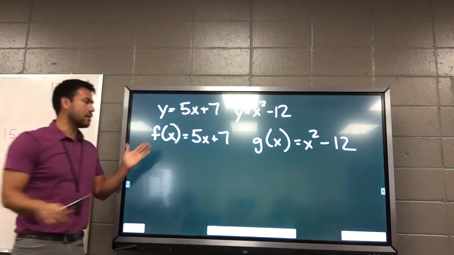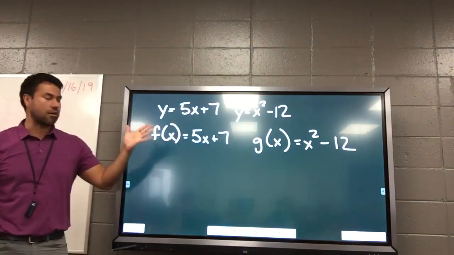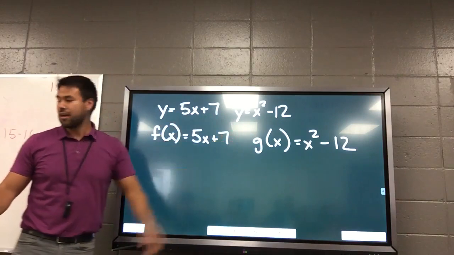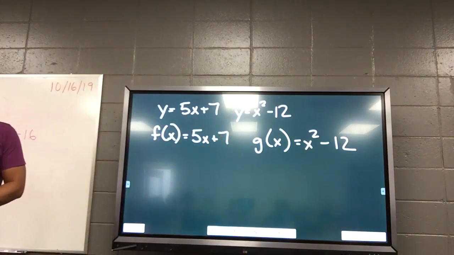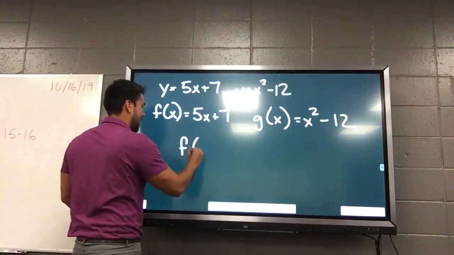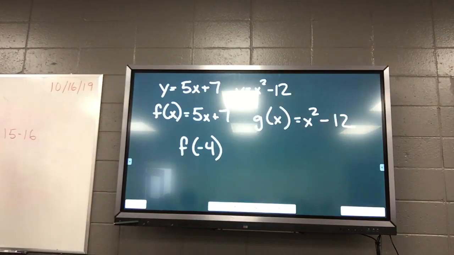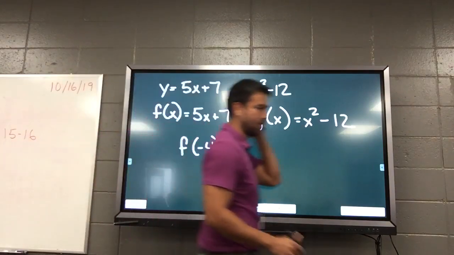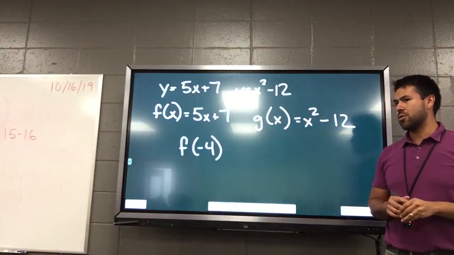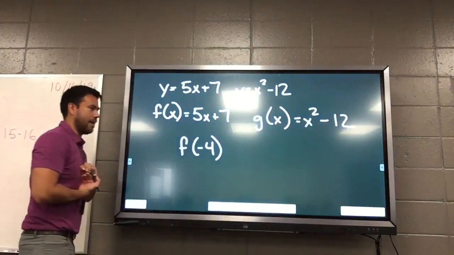By the way, that doesn't mean anything. F comes before g or g is, no, it doesn't matter. They're just separate. Okay, so now I want you to find f of negative 4. Find what f of negative 4 is. Are you looking at the g of x equation? No, because I'm not looking for g of negative 4. I'm looking for f of negative 4.